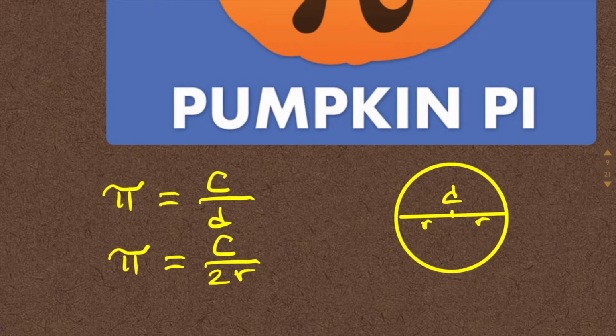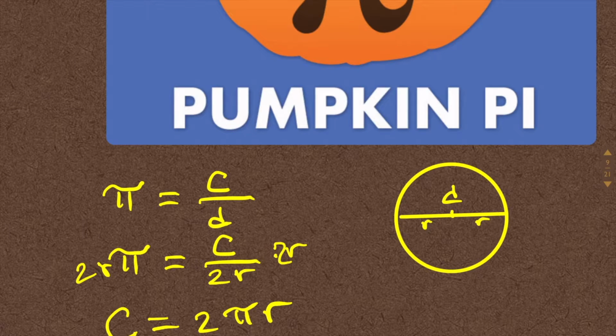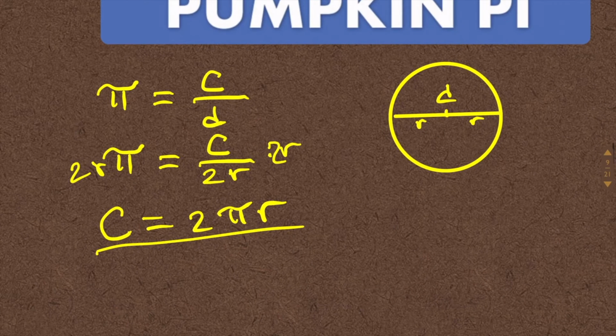Now, if we multiply both sides by 2r, then we get that the circumference of a circle is 2 pi r. And that's what we talk about with the circumference of a circle. Notice, that is the entire length around a circle.